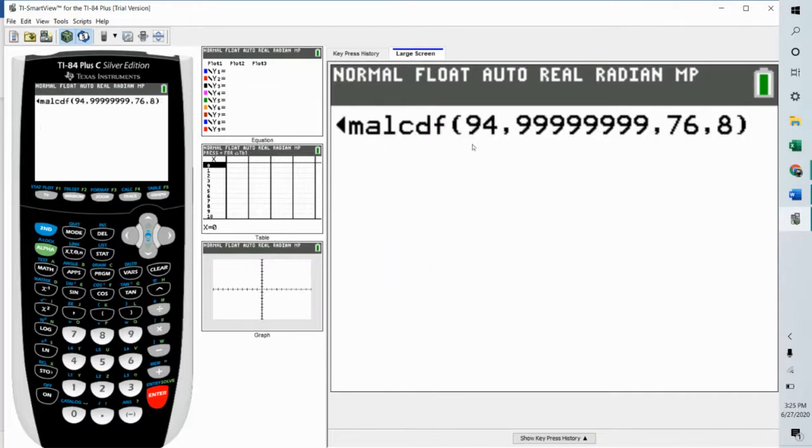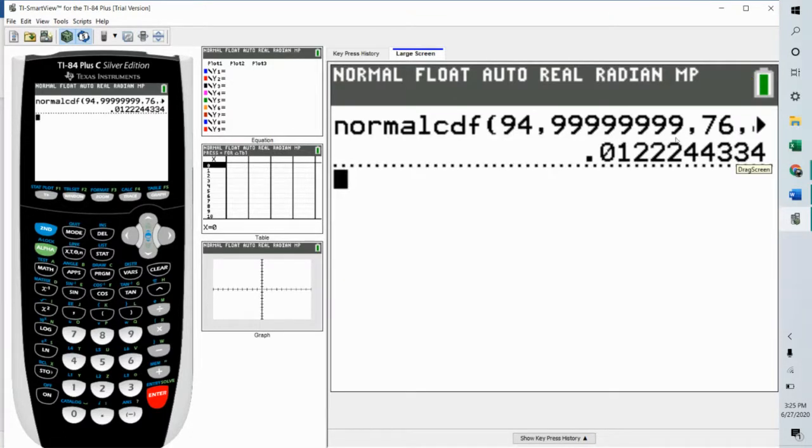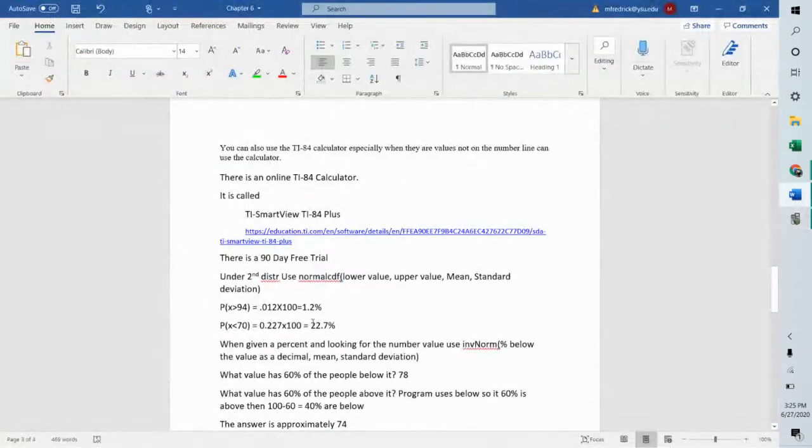Now, if you had to do it by hand, you would use this. I mean, some calculators do not give you lower, upper. You have to know that it's the lower number, the upper number, the mean, and the standard deviation. And then hit enter, and it gives you this. Now, this is the decimal, so you multiply it by 100 to get the percent. So unlike the curve, where I wrote it in percents, this is written in decimals. So we need to multiply it by 100 to get 1.2%.